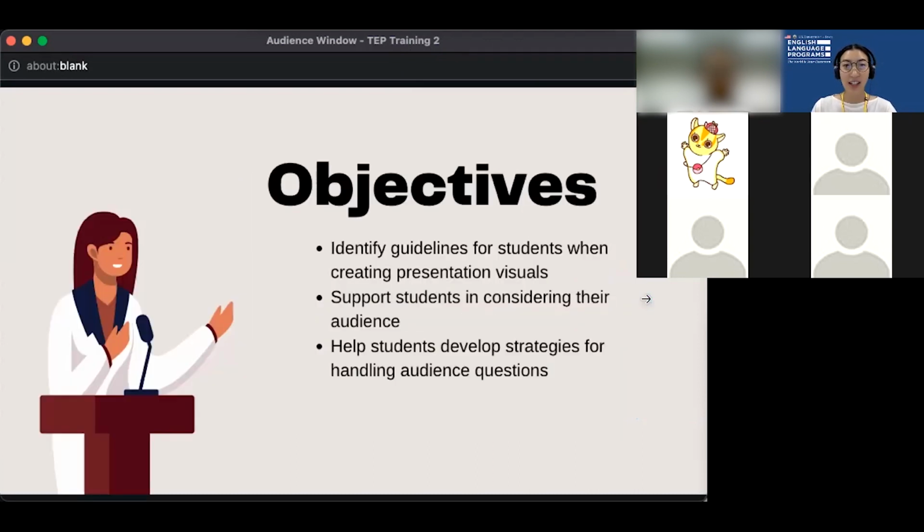So let's talk about the objectives for today's session. I would like for you to be able to identify some guidelines for your students when they are creating presentations. You can also support your students in thinking about their audience and help them to develop strategies when answering questions from the audience. So these are the 3 areas that we will cover today.